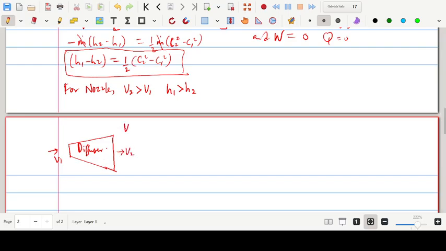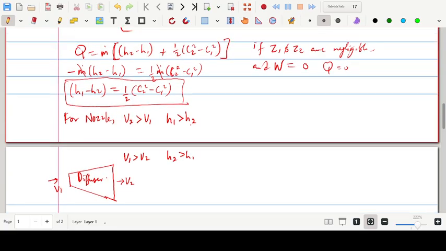In this case, your V1 is greater than V2. Please take note. And another thing is that your H2 is greater than H1. It's as simple as that. You understand? So if you have any question on nozzle and diffuser, you will be able to handle that.